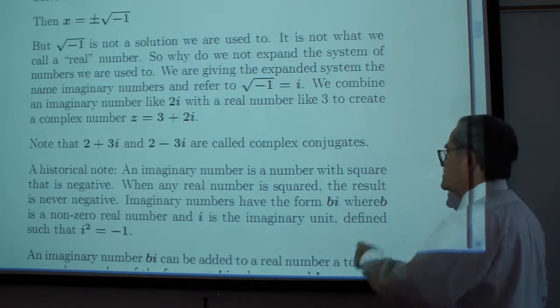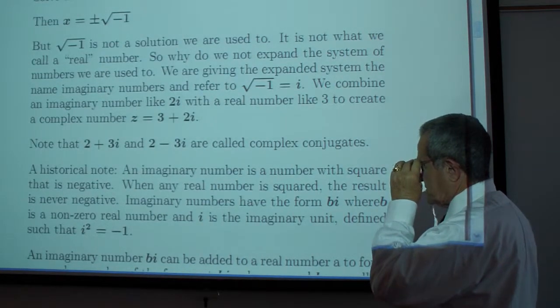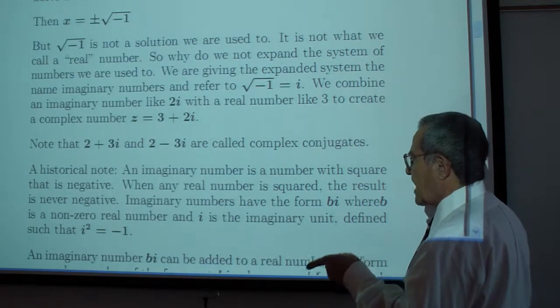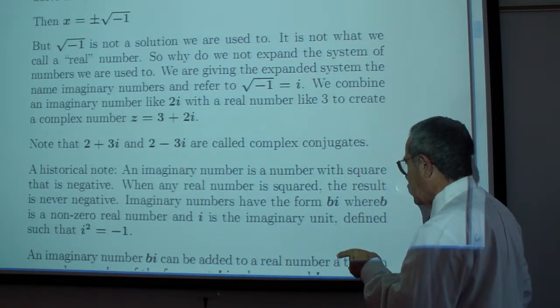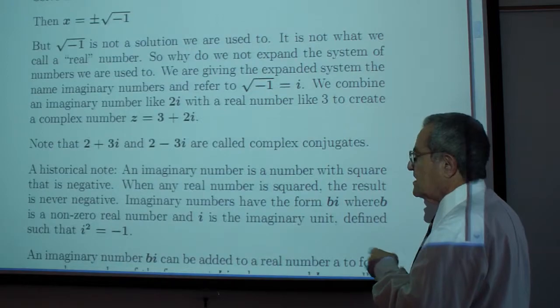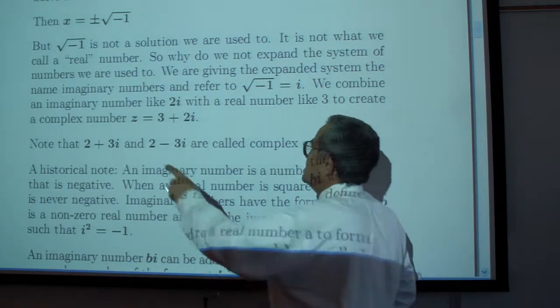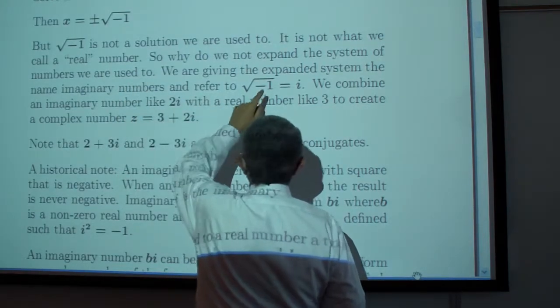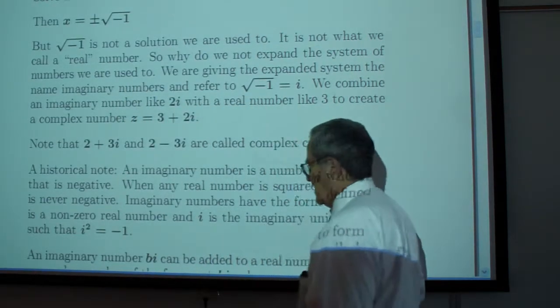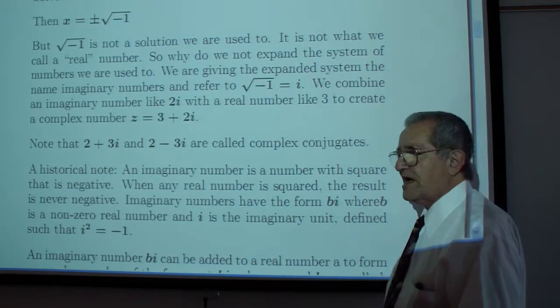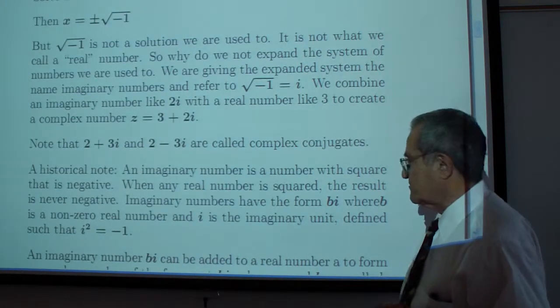When any real number is squared, the result is never negative. Imaginary numbers have the form bi, where b is a non-zero real number, and i is the imaginary unit defined by i squared, which is negative 1. i is the square root of negative 1. i squared is negative 1. Now the term imaginary does not mean it's a figment of your imagination, it's just a term.